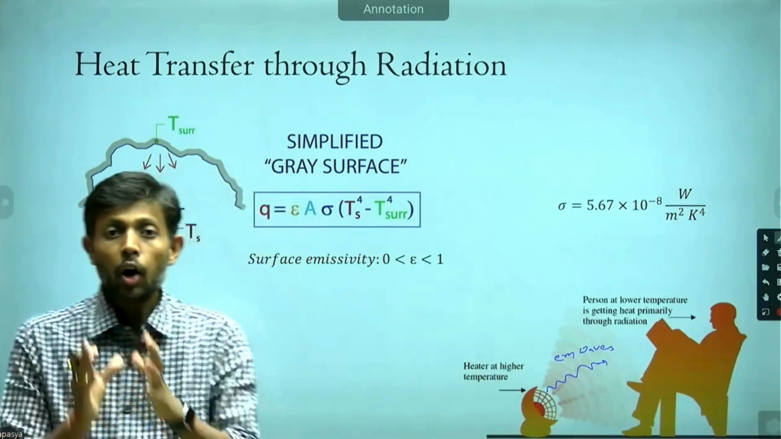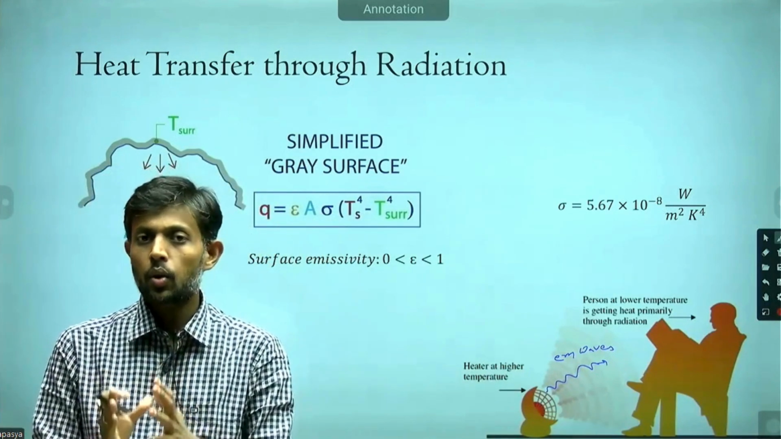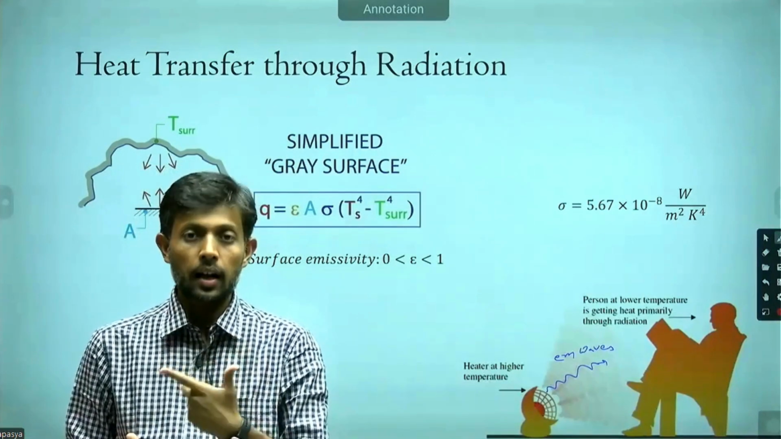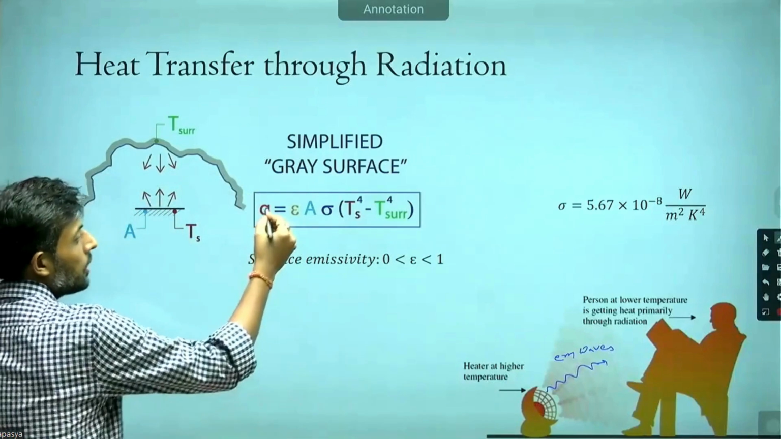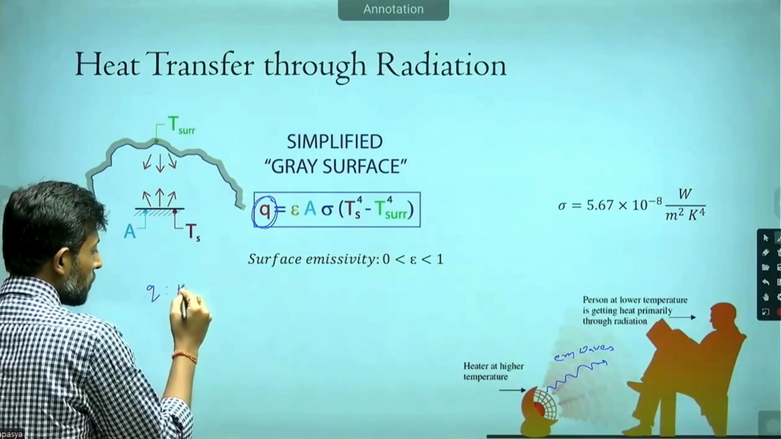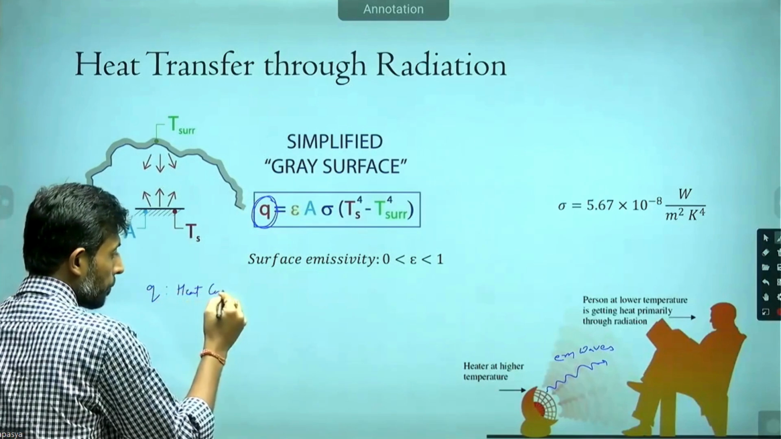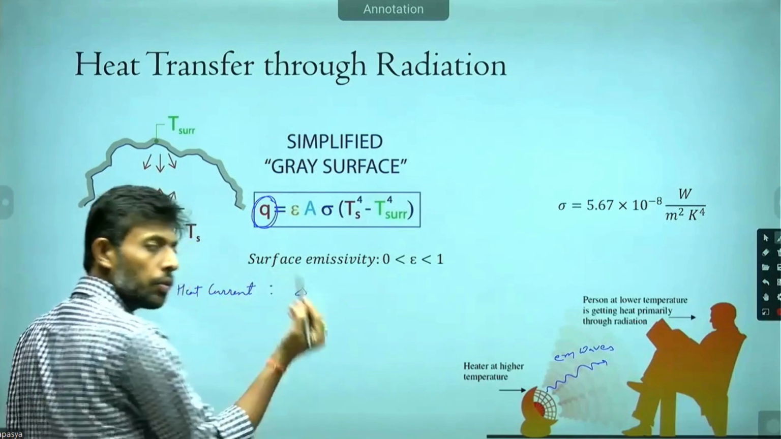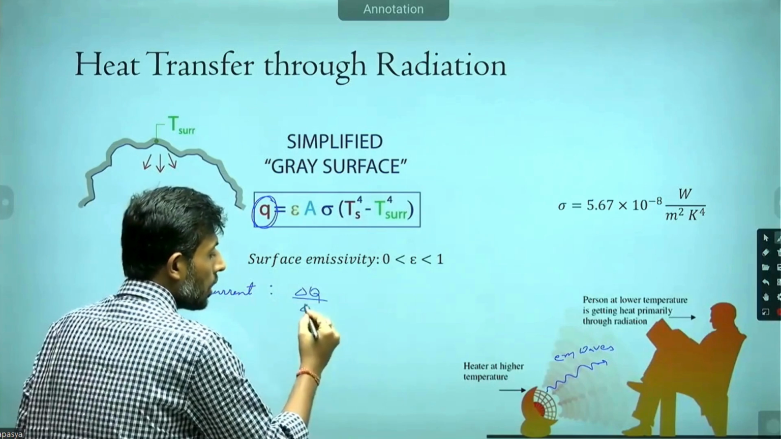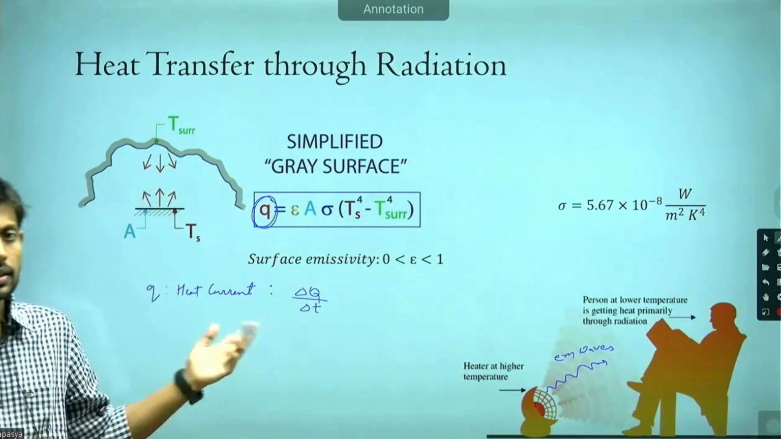Now, how much heat is being transferred? Let's quantify that. In radiation, what is the heat current? Heat current is represented by this Q here. Q, small q, is the heat current. It's the amount of heat flowing from a given surface in a given amount of time. That's the heat current, okay?